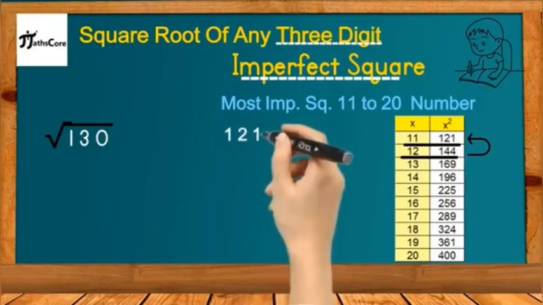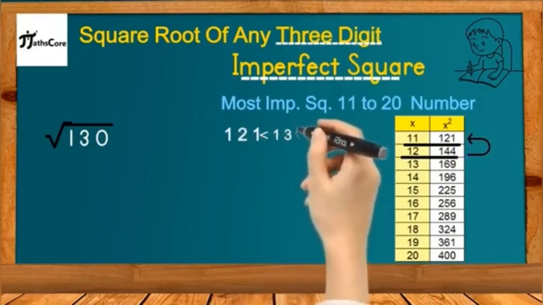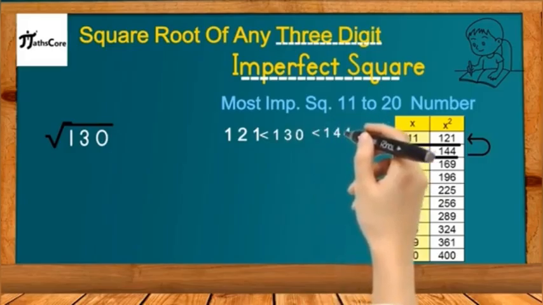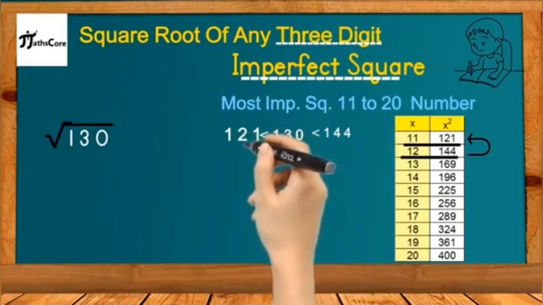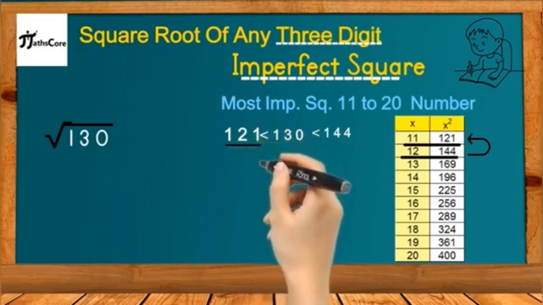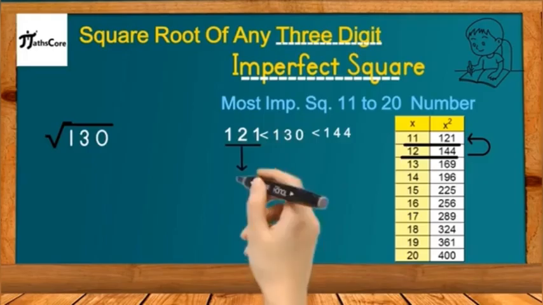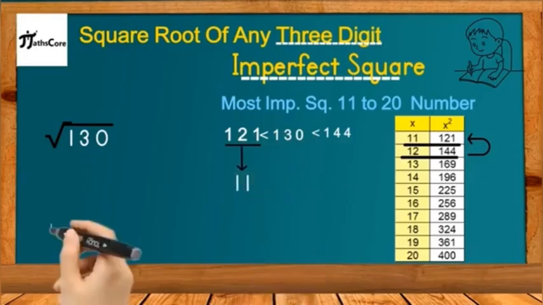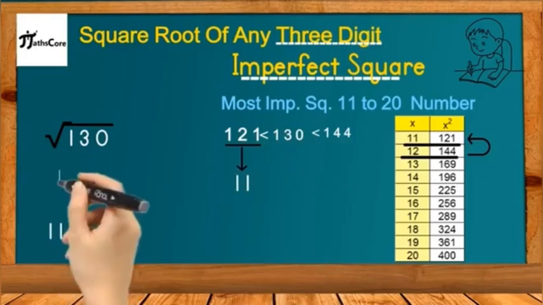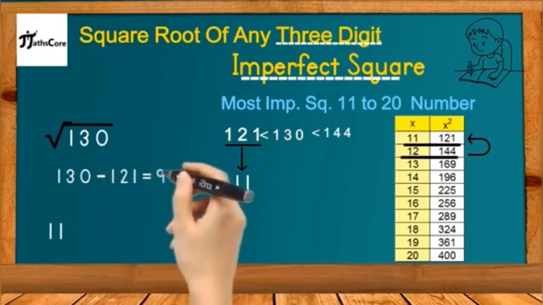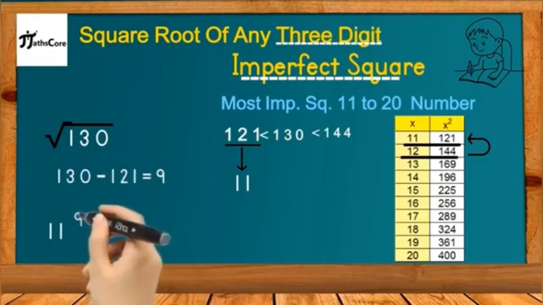So we can write down 121 is less than 130 and 130 is less than 144. Now after that, we need to find the lesser perfect square than 130, which is 121, and take the square root of 121, which is 11. So write down 11 here, and in the next step, we need to subtract this 121 from 130. So 130 minus 121 is equal to 9.